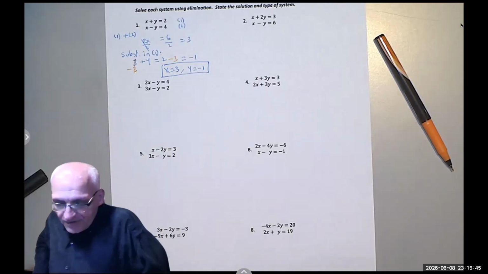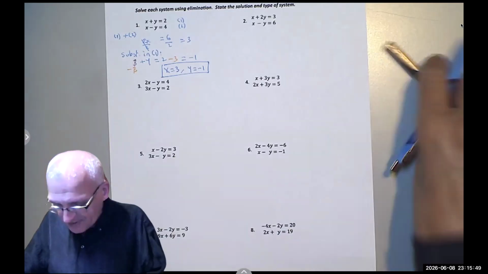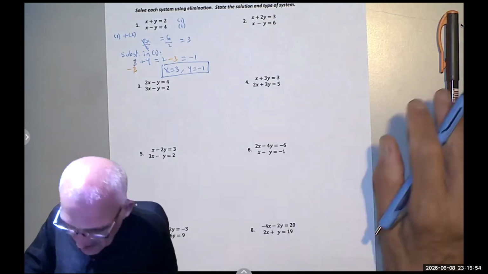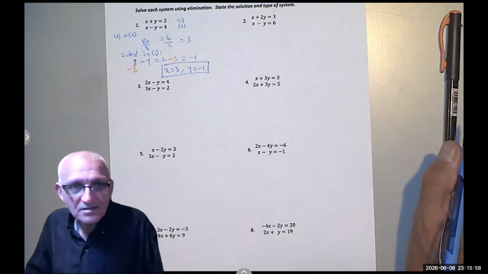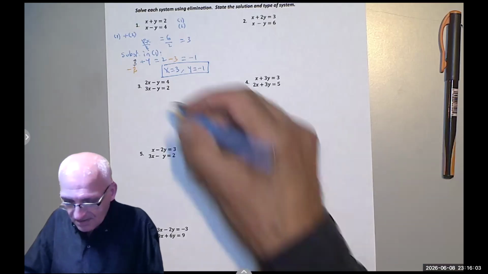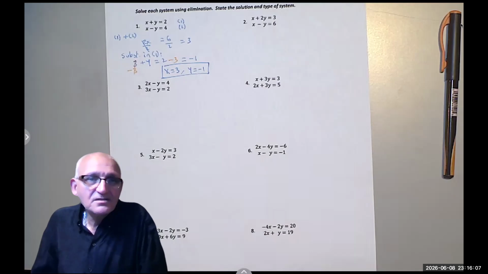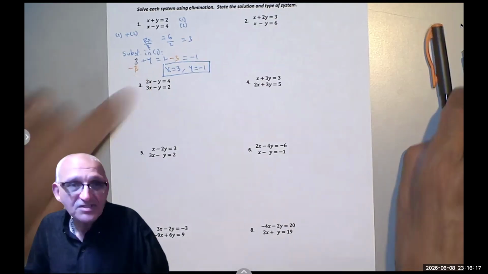We move to number 3. The x's are different, so one of them is 2, the other is 3. We can do it, but it would be a lot of work. Do you know how? Think about it. These don't equal each other. So how do I make them equal each other? I find the least common multiple of 2 and 3, which is 6.